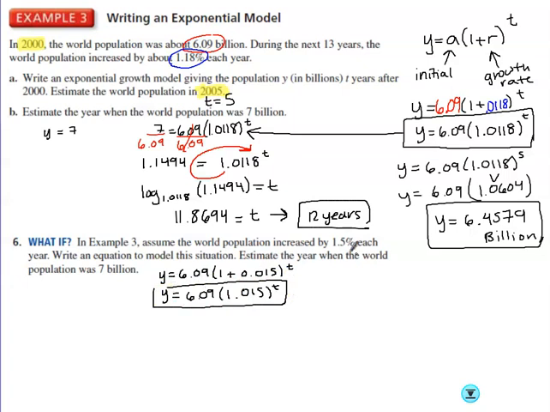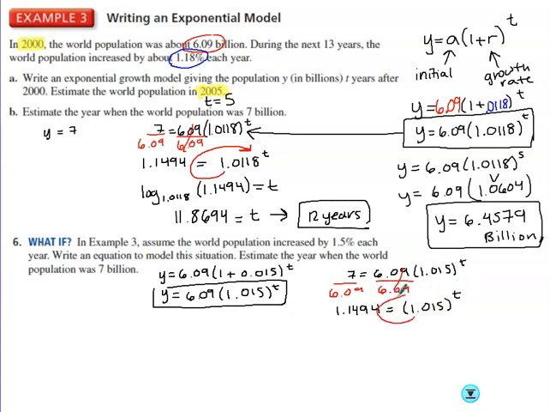Part 2, estimate the year when the population was 7 billion. And again, since we're already talking in billions, I just put the 7 in the y spot and I solve. I divide both sides first by that 6.09. When I do that, I've got 1.1494 is equal to 1.015 to the power of t.